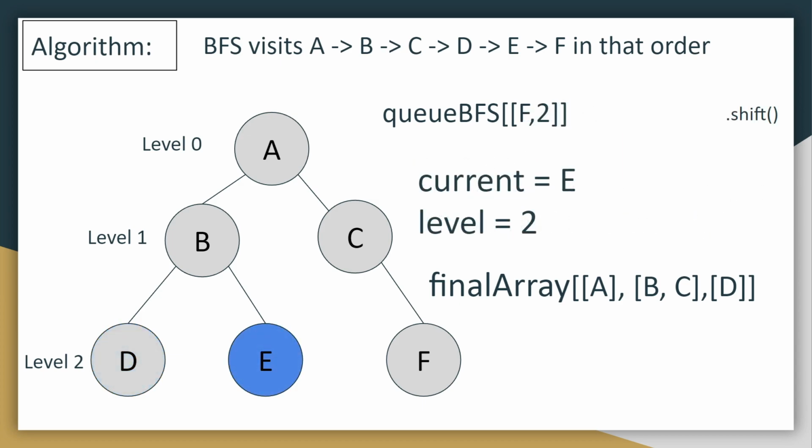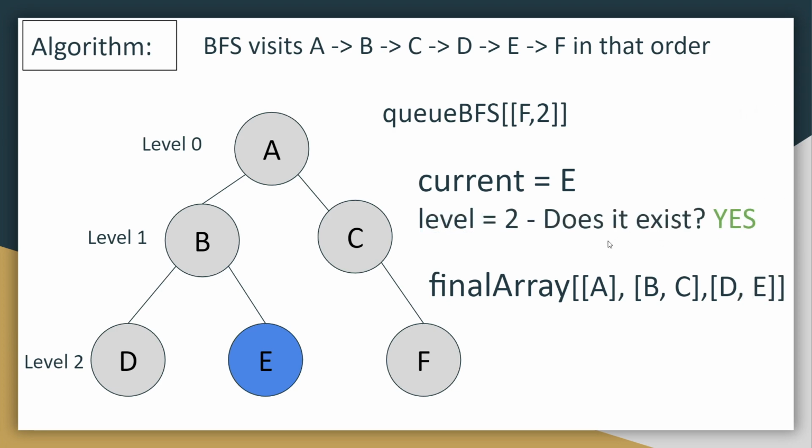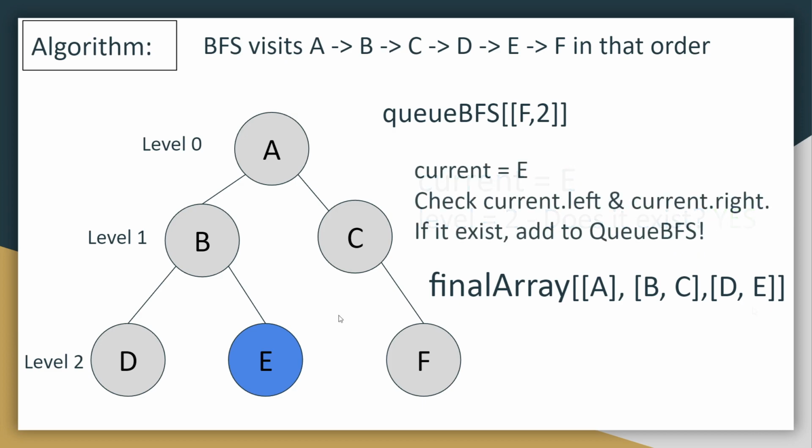Now use the shift command to grab the node E and the level 2 out of the queue. Now we're checking to see if level 2 exists. It does, so take the current value E and push it into that index. Now check to see if the E node has null left and right pointers. It does, so we don't need to push anything into the queue.